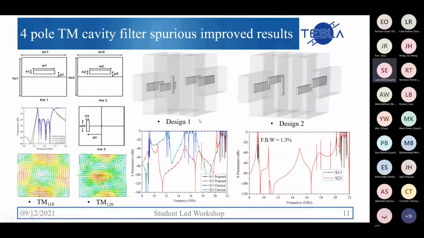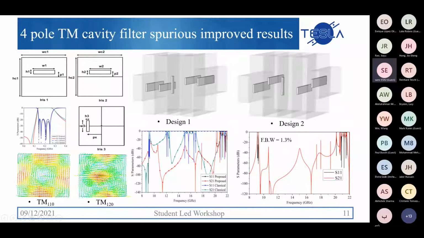So this is design 1, and design 2 shows improvement in terms of the selectivity of the filter. By changing the position of the irises, it changes the coupling sign, and we can get a transmission zero at the upper stop band, which can improve the selectivity of the filter. So the stop band has been increased from the initial design of 12 gigahertz to 20.2 gigahertz in this case.